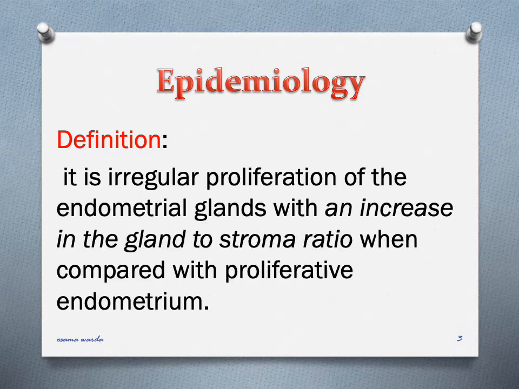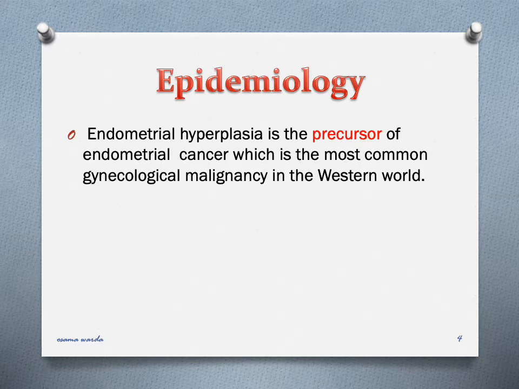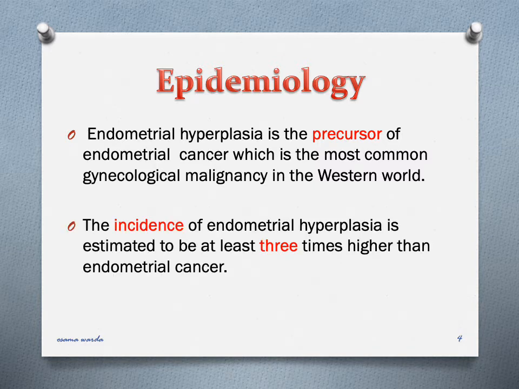Endometrial hyperplasia is the irregular proliferation of the endometrial glands with an increase in the gland to stroma ratio when compared with proliferative endometrium. Endometrial hyperplasia is the precursor of endometrial cancer, which is the most common gynecological malignancy in the Western world. The incidence of endometrial hyperplasia is estimated to be at least 3 times higher than endometrial cancer.